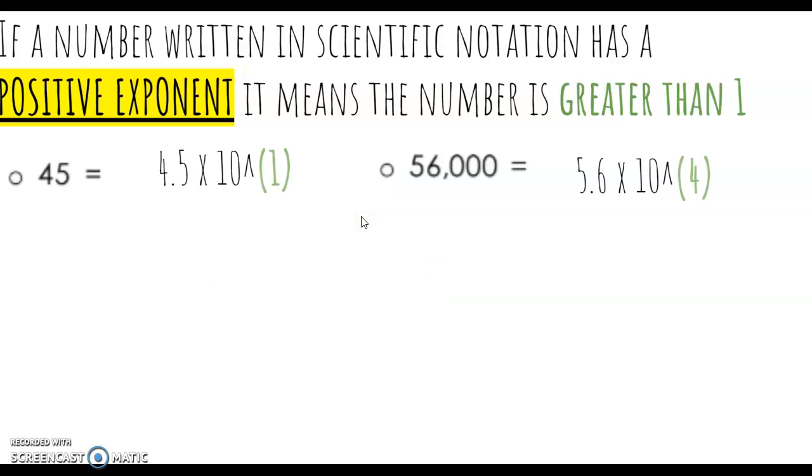That's why they have negative exponents. So if it's positive, it means it's greater than 1. So if I move this decimal one place in the positive direction, it's going to be 45. And for this one, 5.6 times 10 to the power of 4, that's going to give me 56,000. So positive exponents greater than 1, negative exponents less than 1.